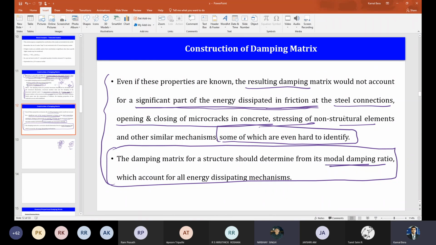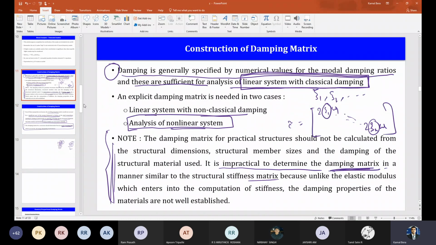Then the next line: the damping matrix for a structure should be determined from the modal damping ratio. No, you get confused. I'm saying that the way you are constructing the stiffness matrix, that procedure you should not apply for the construction of the damping matrix. That is this line: it is impractical to determine the damping matrix in a manner similar to the structural stiffness matrix, right?